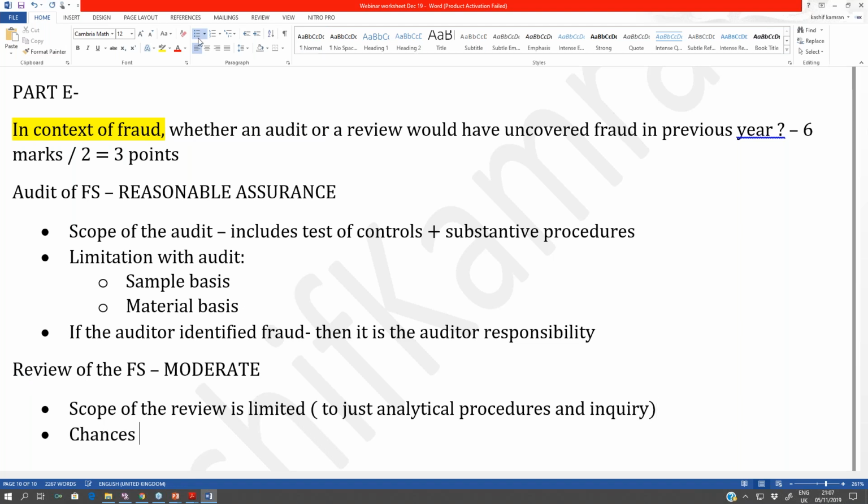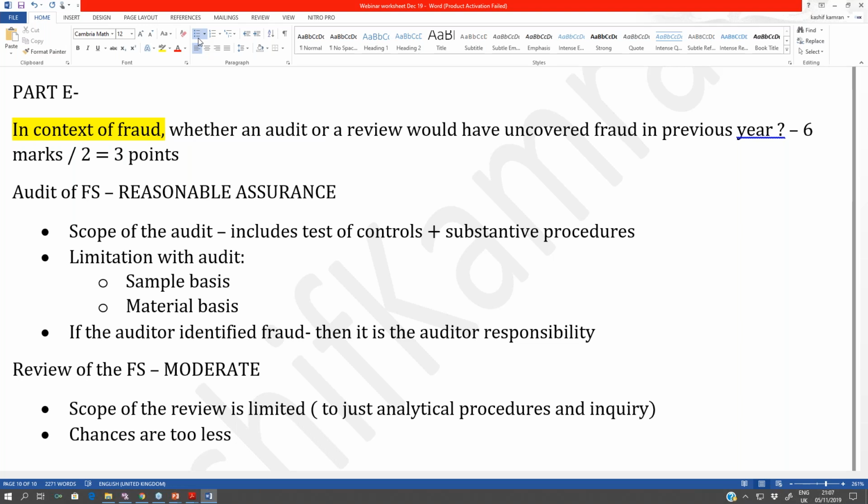The chances are too less because you are doing so less procedures in review. So in comparison, there is a chance you might detect a fraud in audit, but that's not 100%. But in a review, finding a fraud, uncovering a fraud becomes more difficult, right?